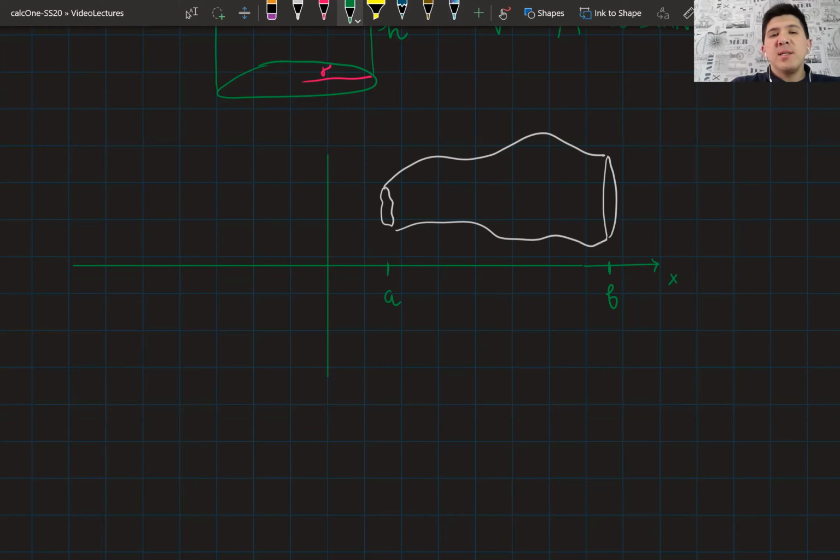The essential idea is to make slices. We are going to make a lot of slices, and by summing the volumes of those slices, we can find the overall volume. Let me explain what this means. I'm going to choose some point x star, let's say.